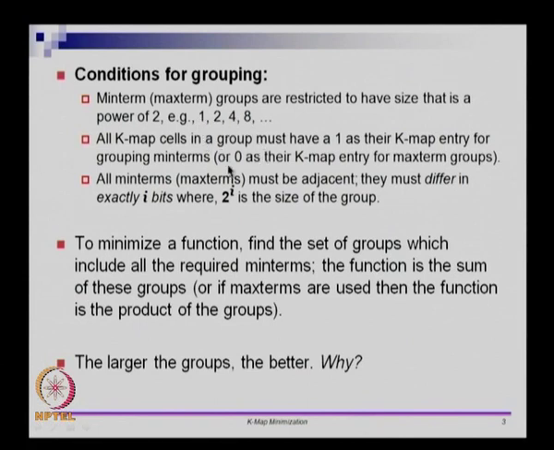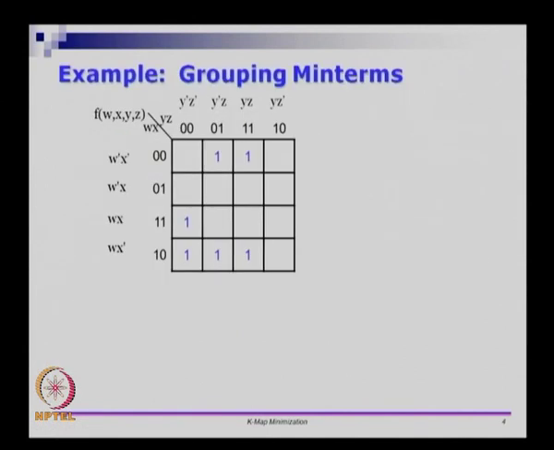Whenever you group, the next important criterion is that if you are grouping the ones together to get min terms, they must all be ones, and if you are trying to get product of sums, they must all be zeros. For sum of products, the grouping should be all on ones, and for product of sums, it should be all on zeros, and the cells must all be adjacent to each other. We will see an example, and I can come back to this slide a little later. Let us see an example.